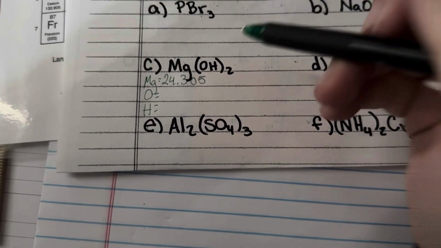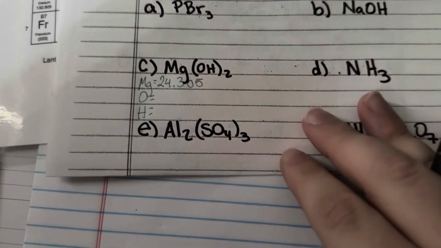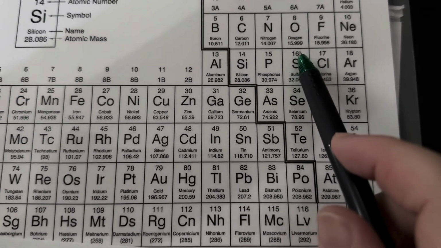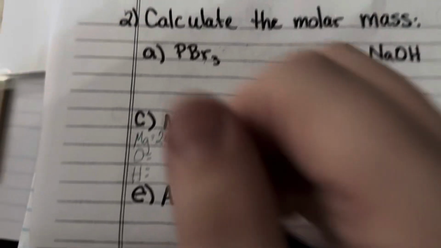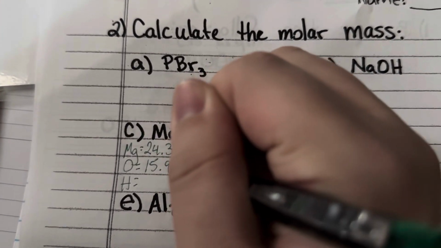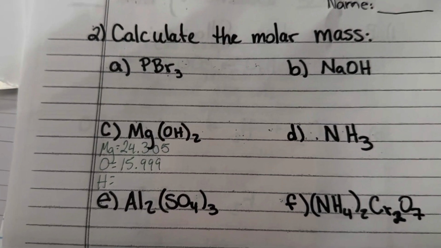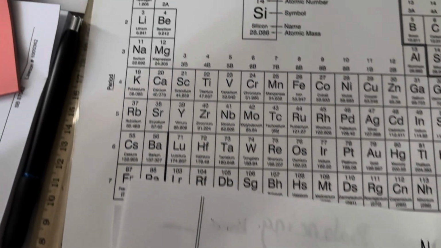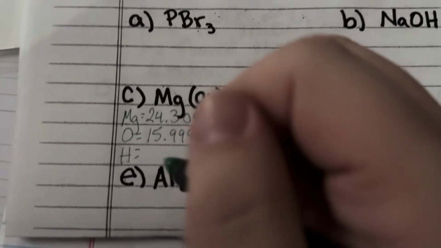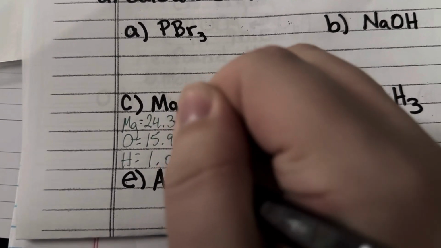Okay. Now we're going to look at the oxygen. The oxygen on the periodic table is 15.999. So we're going to write 15.999. Then we have hydrogen, right? 1.008.